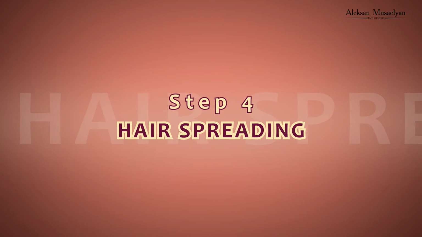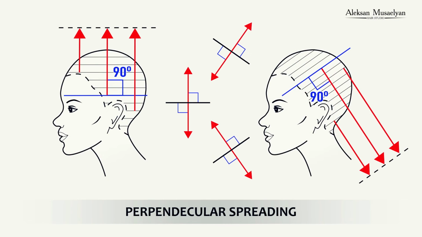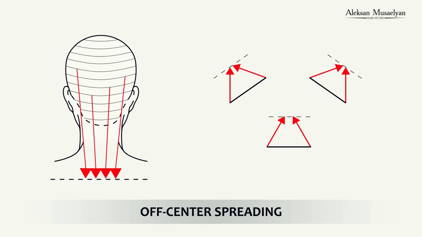4. Hair spreading. In simple words, it is the side where you have to comb the hair. The hair is always spread relatively to the parting. Depending on the desired form, the following spreading can be used: natural fall, perpendicular, directed, and off-center.